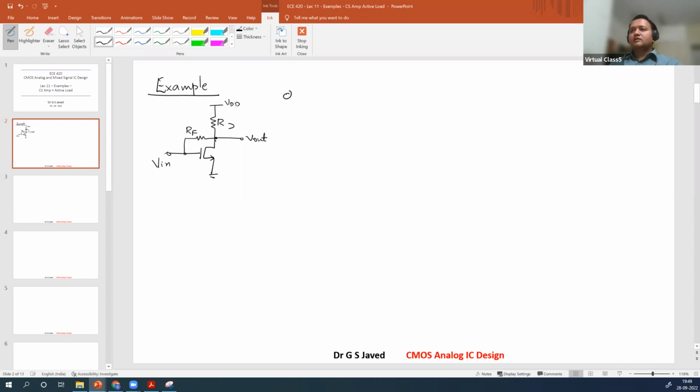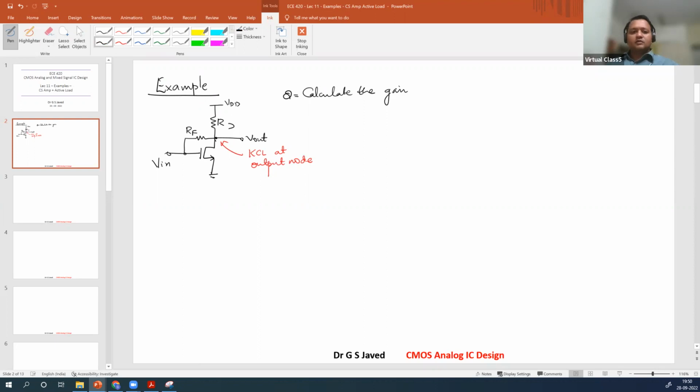calculate the gain. Simple question. We will do it really quick. What is the simplest way of doing this? At this node, apply KCL. KCL at the output node. What do you get?